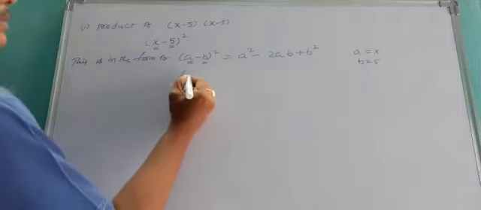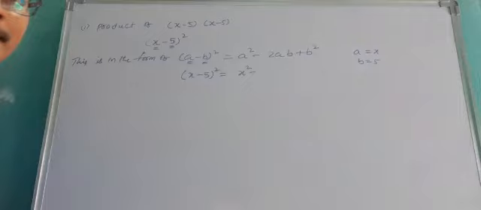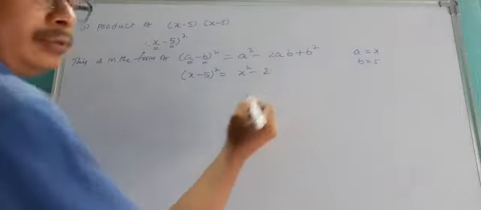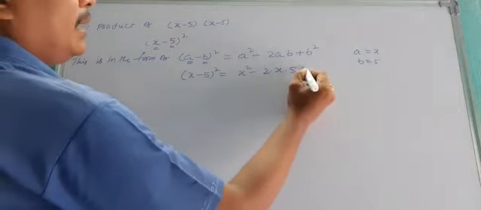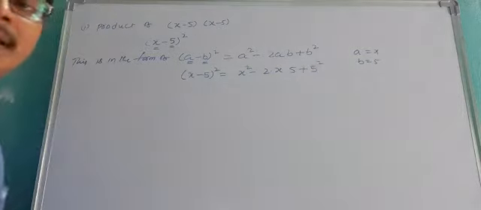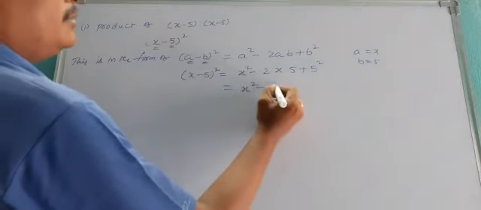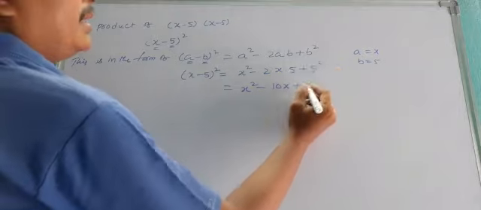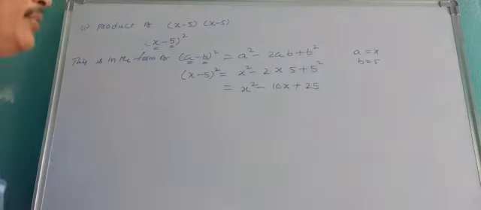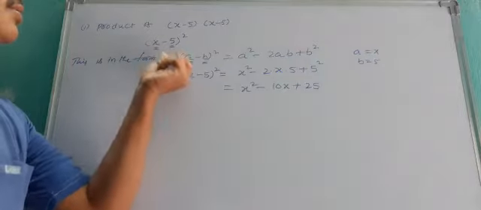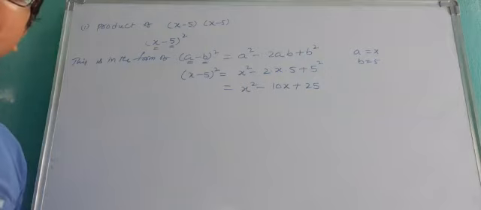Substitute them. So (x minus 5) whole square equals x square minus 2ab, 2a means 2x, b means 5, so 2ab, plus b square means 5 square. That equals x square minus 5 twos are 10x plus 5 square, which is 5 into 5, 25. This is known as the expanded form of (x minus 5) whole square.